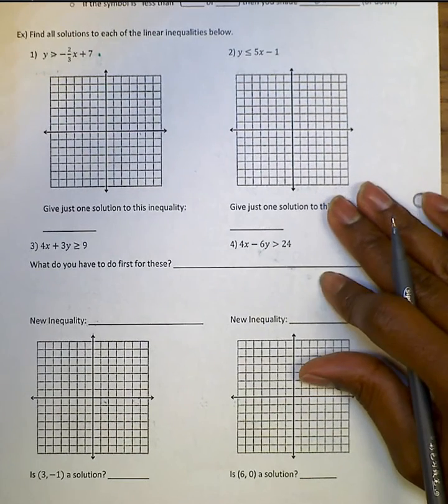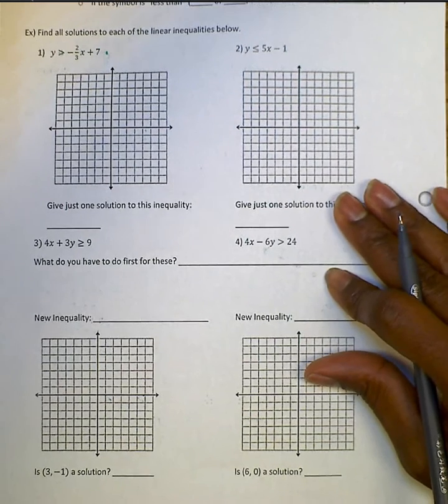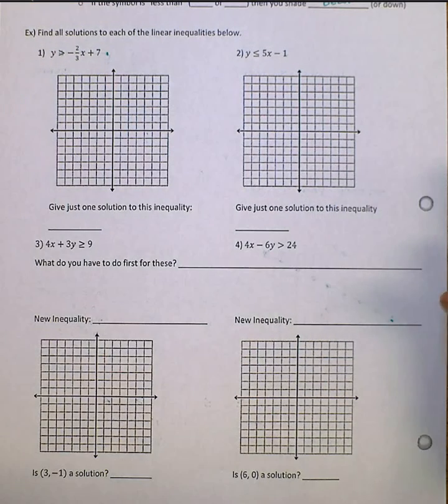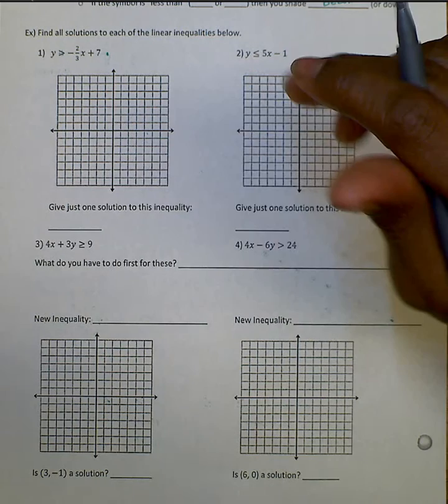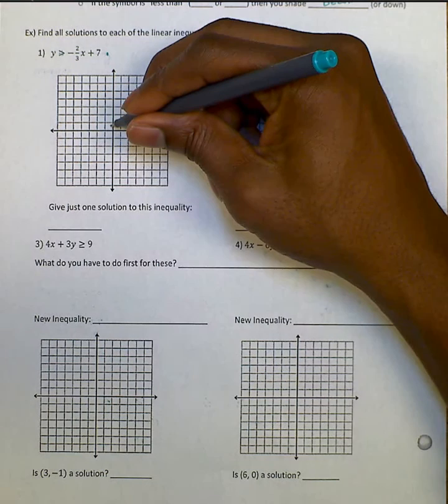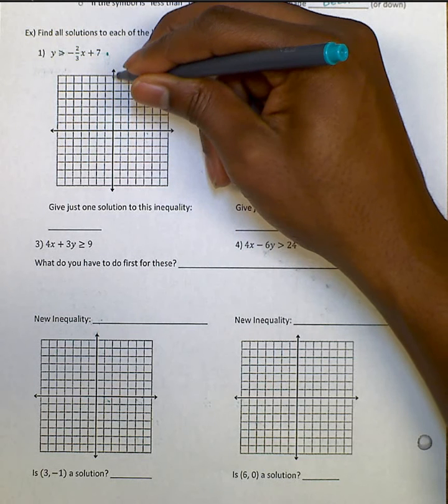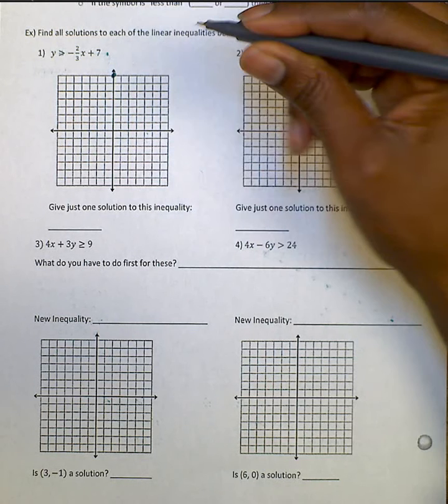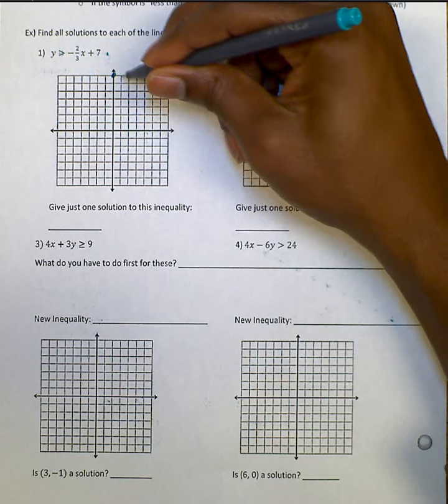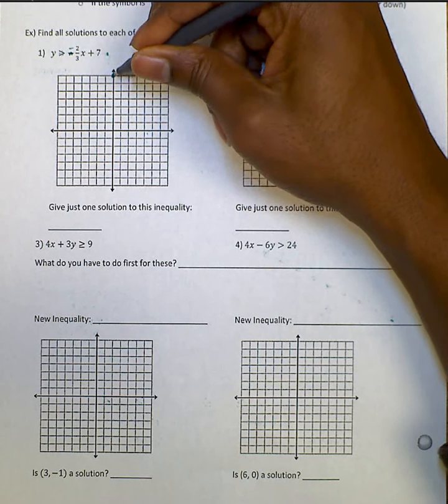Just all centered together. Okay. All right. So we have y is greater than negative 2/3 x plus 7. This is in slope-intercept form. That's good. Our y-intercept is 7, so I'm going to go there. 1, 2, 3, 4, 5, 6, 7. My slope is negative 2/3, so I will go down 2 to the right 3.